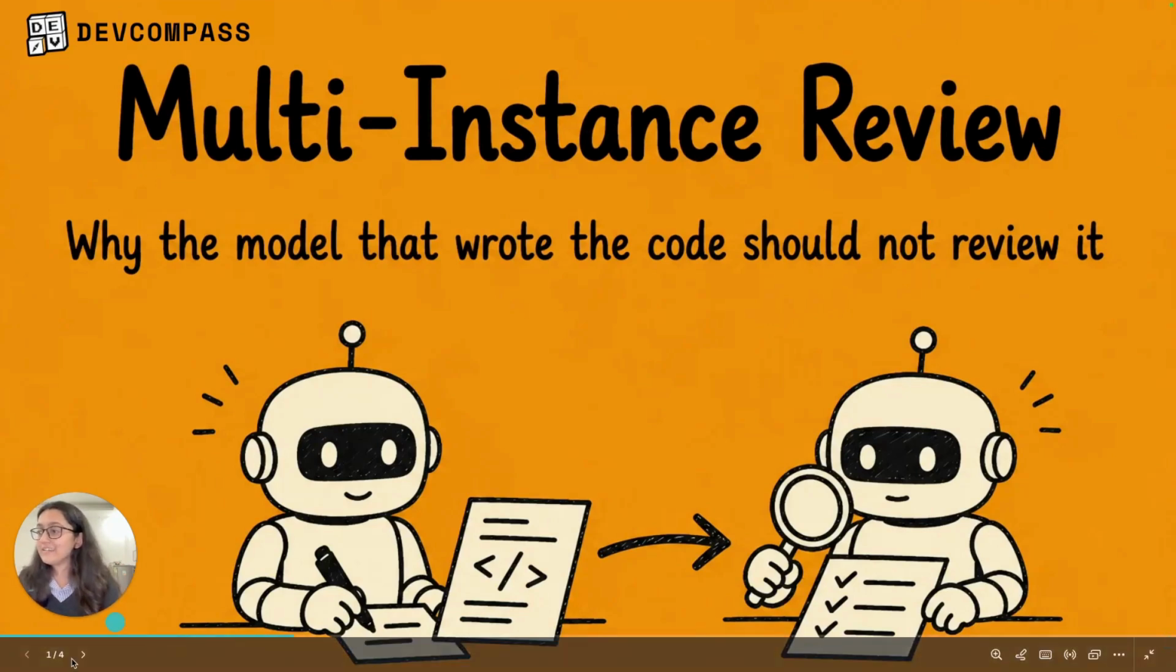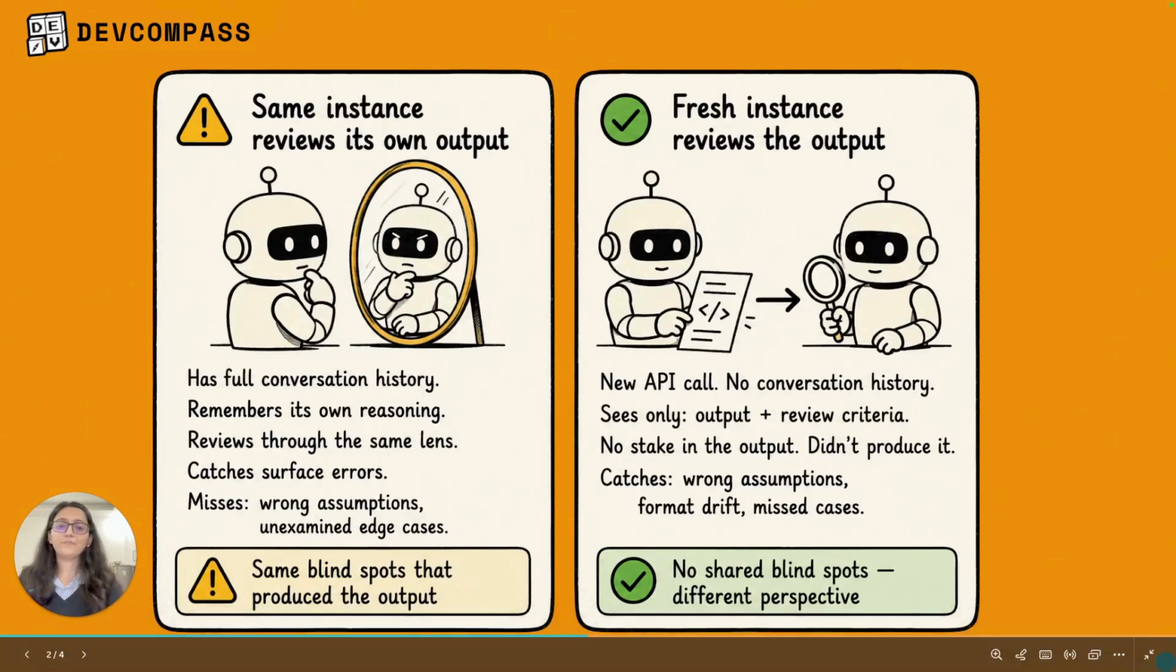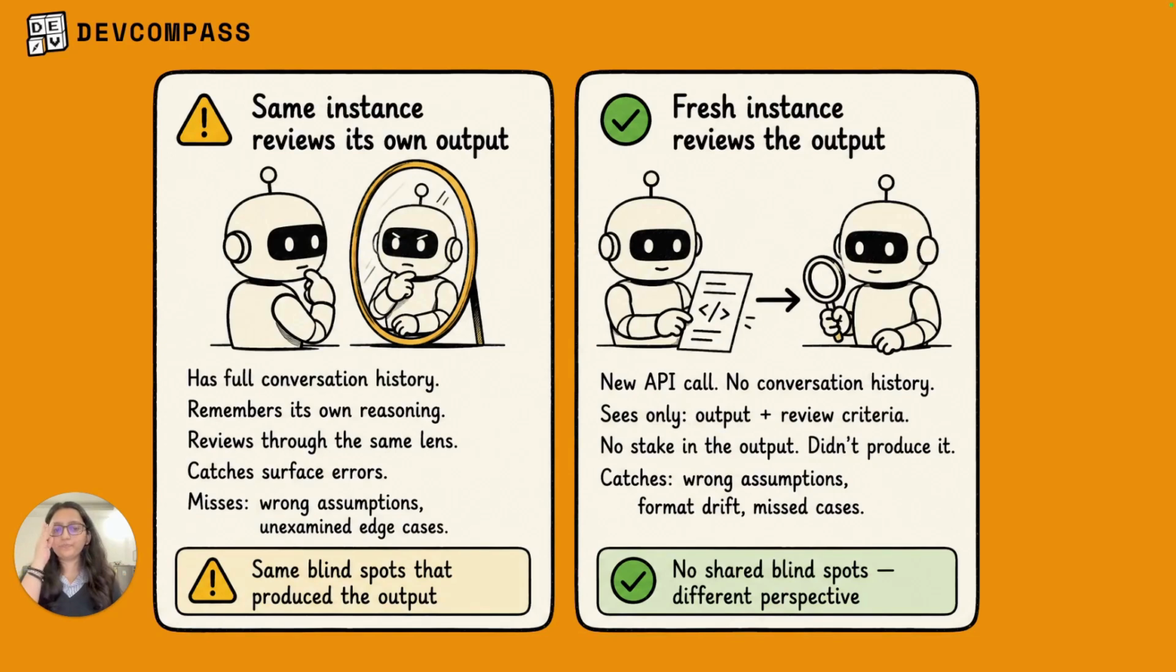Let's move ahead. Okay, so first is same instance self-review. The icon shows a very simple single robot figure with a mirror: full conversation history, remembering its own reasoning, reviewing through the same lens, catching surface errors. So it misses wrong assumptions and unexamined edge cases. Same blind spots that produce the output. And I like the way the robot is standing.